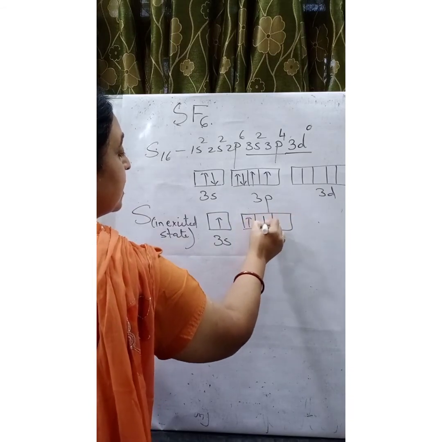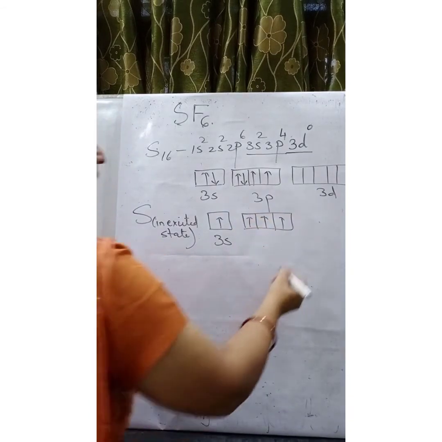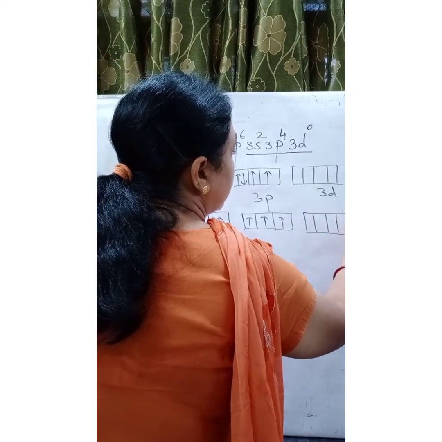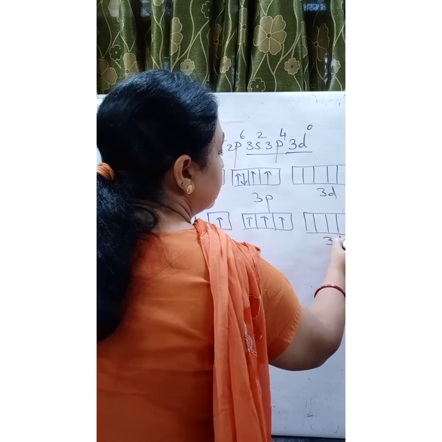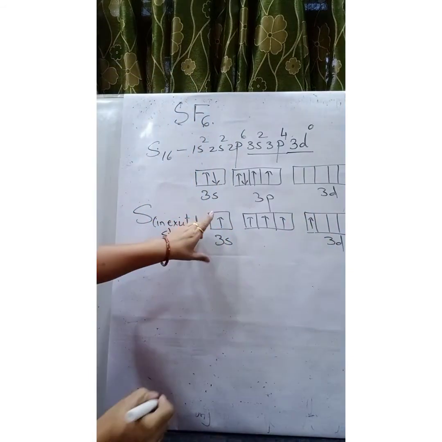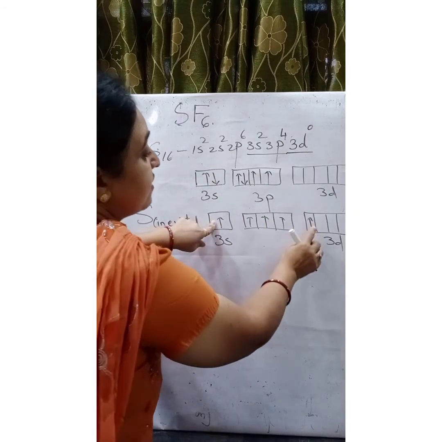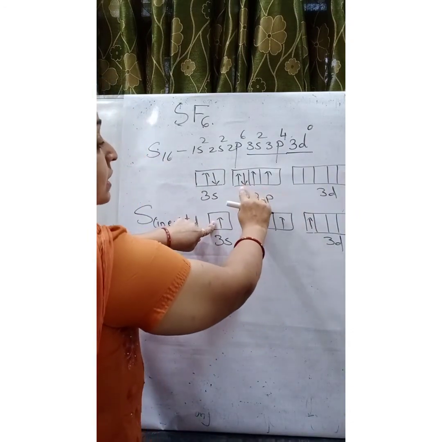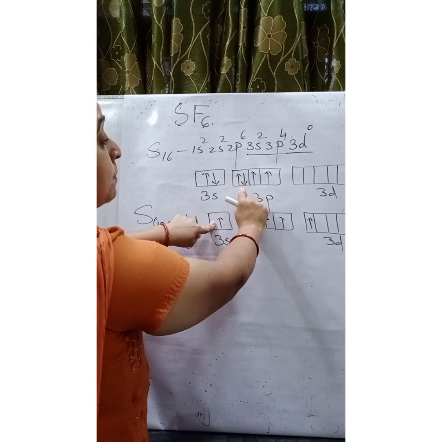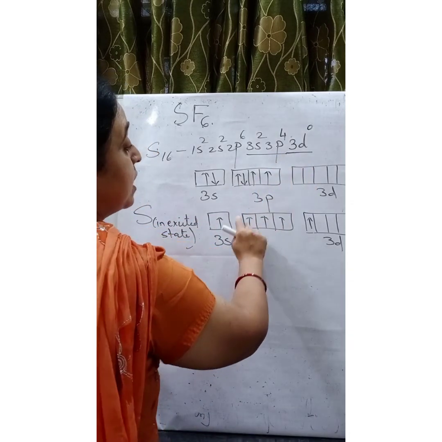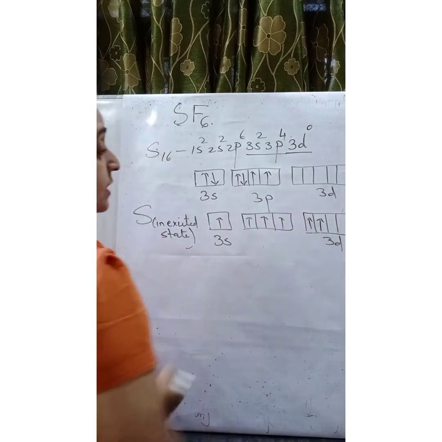1, 2, 3, 4 and 5 sub-orbitals are there in 3d. So one of the s electrons breaks from here and occupies the vacant d orbital. The paired electron in 3p also gets excited and moves to the next vacant d orbital like this.